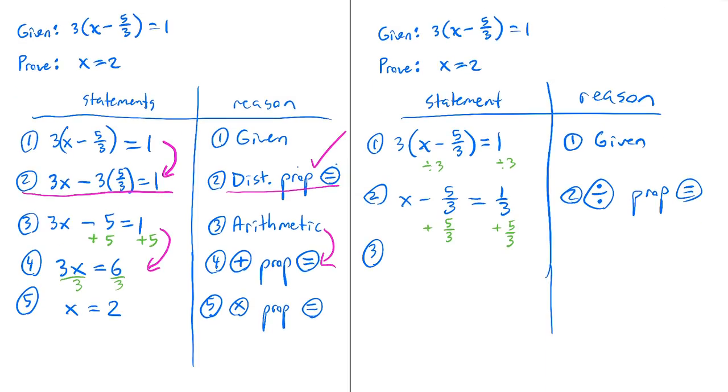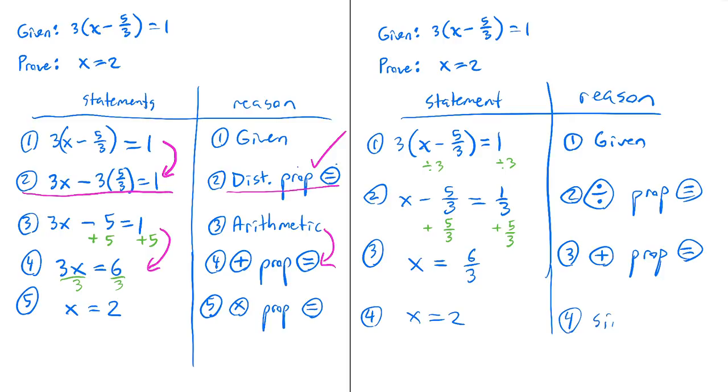And this time I will kind of break it up into 2 steps. I'll say, okay, so that means x equals, and I'll first write this is 6/3. And what let us do that? That was the additive property of equality. And then step 4 is x equals 2. And how do we get there? I went ahead and just simplified the fraction.